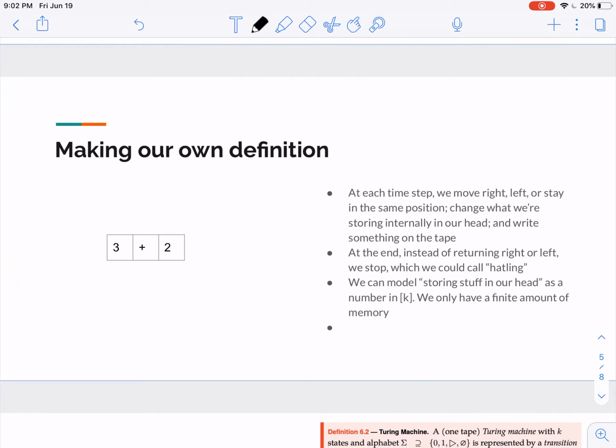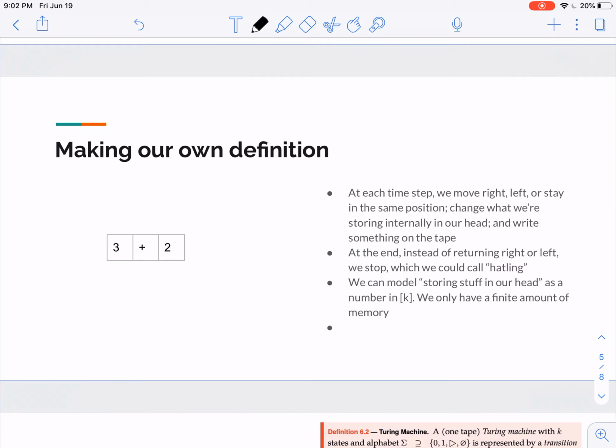So at each step, we moved right, left, or we could have stayed in the same position. We didn't, but if you were computing something and were to erase some symbol and write some other symbol there, you may want to stay in that position.